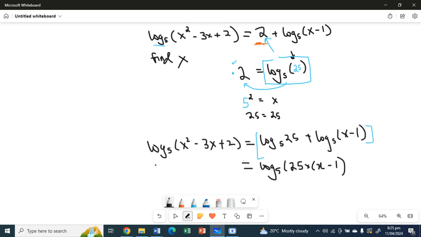On this side, we have log 5 of (x squared minus 3x plus 2). Because the whole thing is that we want to get rid of the logarithms so that we remain with an algebraic expression so that we can find the value of x. That's what we're trying to do with these steps that I'm going through. I want to get rid of the logarithms on both sides so that I can leave algebraic expressions so that I can find the value of x.